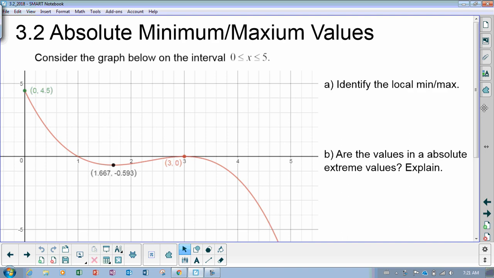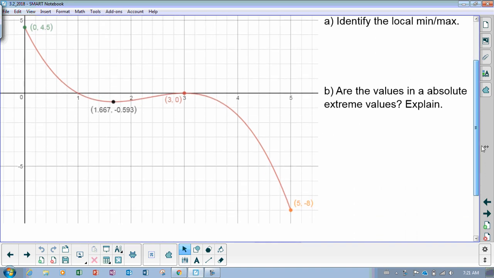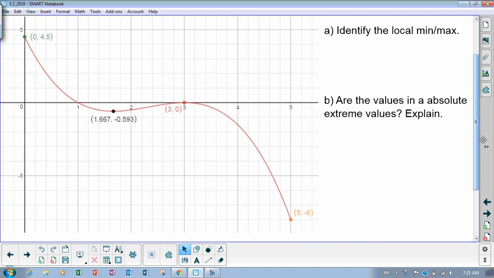All right, so we have a graph here. You can see it's on the interval from 0 to 5. I'm going to scroll down a little bit. So we actually have endpoints. In a lot of the other graphs that we've looked at, they've just had a domain of x as an element of the reals. In this case, we now have endpoints that we need to consider.